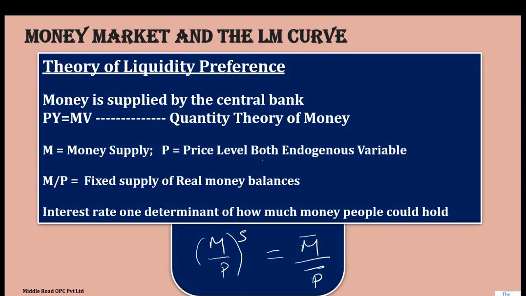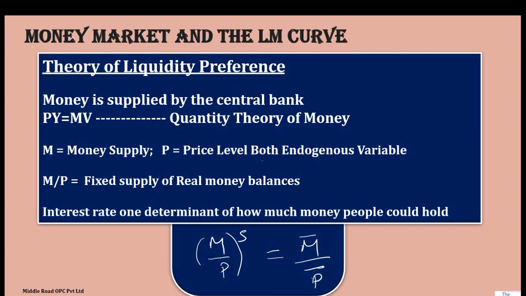Now, a very important aspect I'm talking about is the theory of liquidity preference. This is given by John Keynes, and this is part of the IS-LM curve which you'll be looking at. But right now, we'll just look at what it means. We have looked at the quantitative theory of money. You should go back and look at all the modules on the middle road.